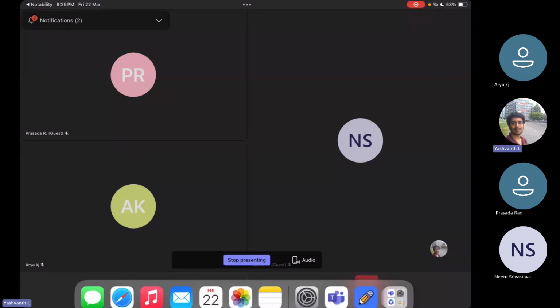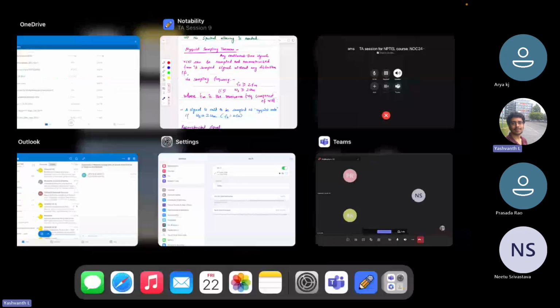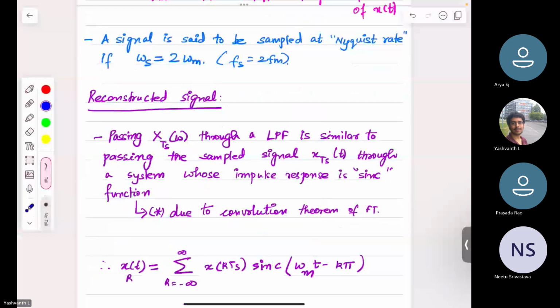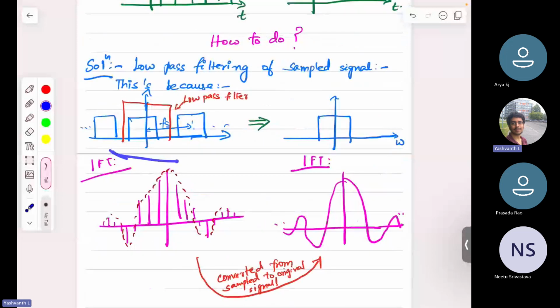Yeah, fine, thanks. Okay, so that is basically called the Nyquist rate. Now, how does the reconstruction happen? Basically, what we have said here is that I have my sampled signal. I need to put a low pass filter and get my original x of t.